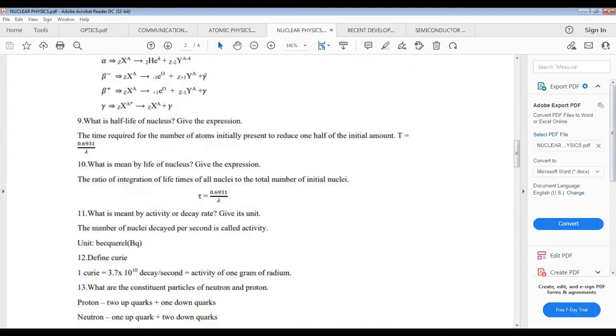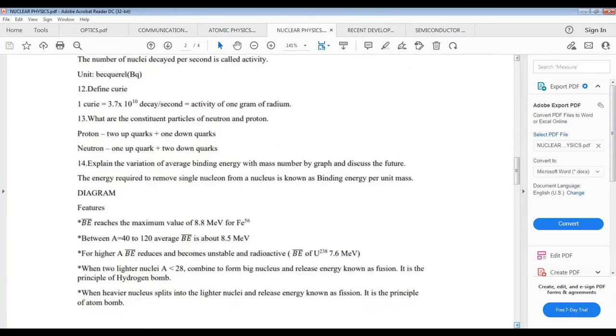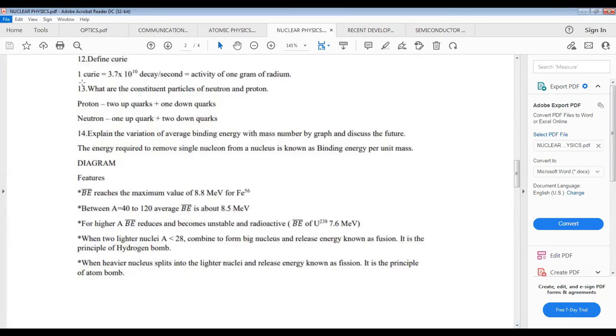These are all some 2 marks, 3 marks important questions. Explain the variation of average binding energy with mass number by graph and discuss the future. So there is one graph, the binding energy per nucleon. The binding energy reaches the maximum value of 8.8 million electron volt for iron. This iron is more stable than other elements.